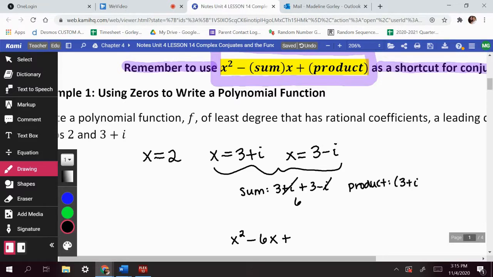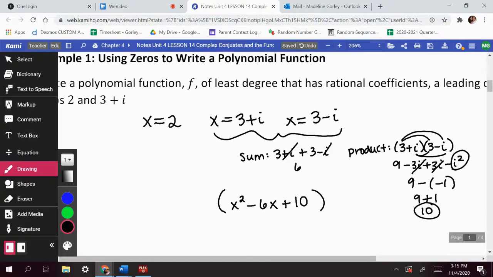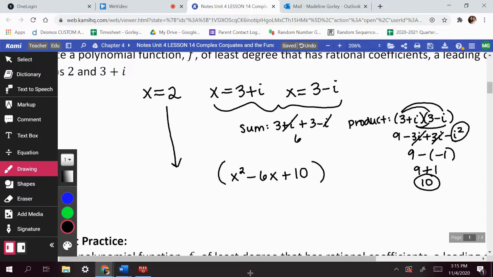What is the product of 3 plus i times 3 minus i? Well, if I multiply this out, we get 9 minus 3i plus 3i minus i squared, right? Because they're conjugates, the middle terms cancel. And what is i squared? Don't forget to replace i squared with -1, right? So really this is like 9 plus 1, which is 10. So if I add on the product, I'd have plus 10 for that factor. Okay, what's the factor for 2? That's going to be x minus 2.